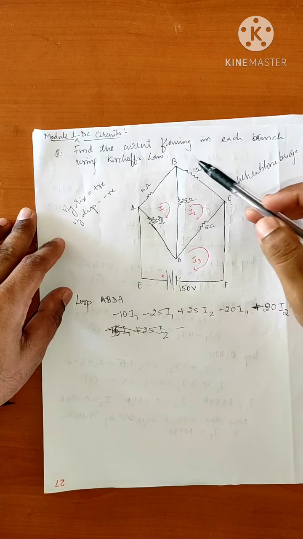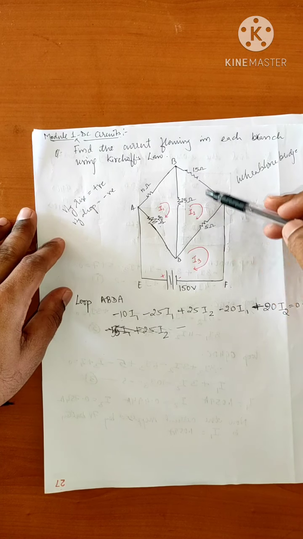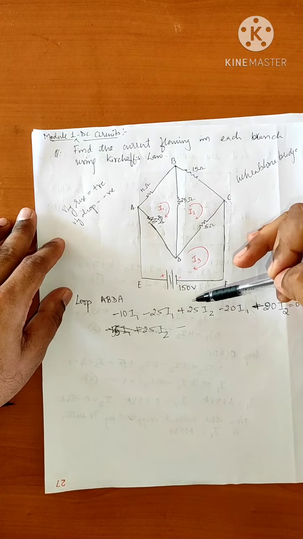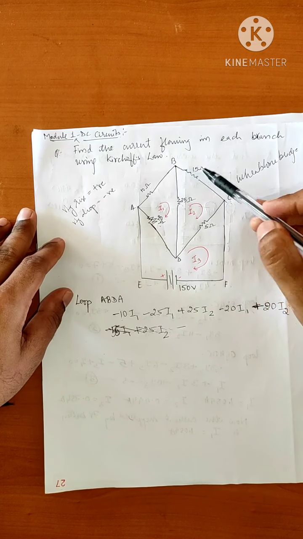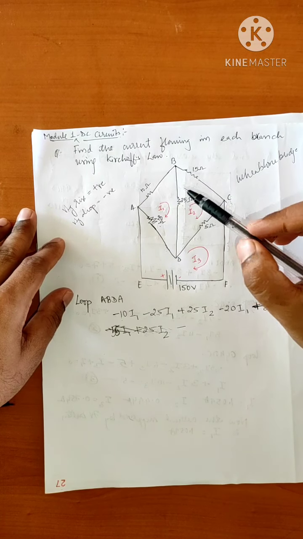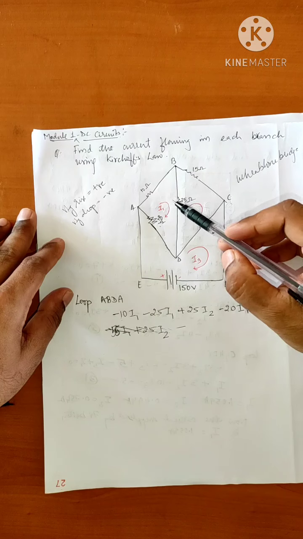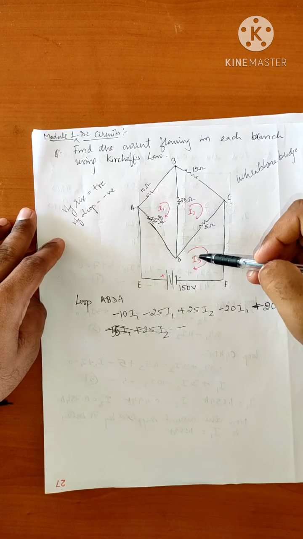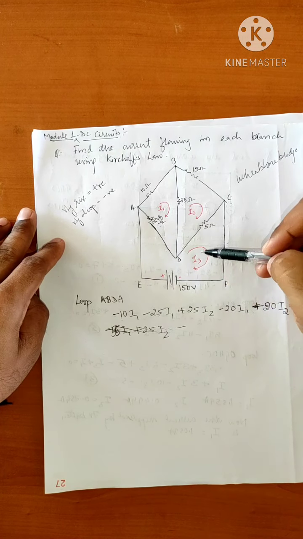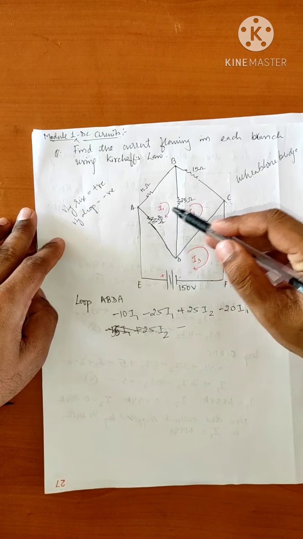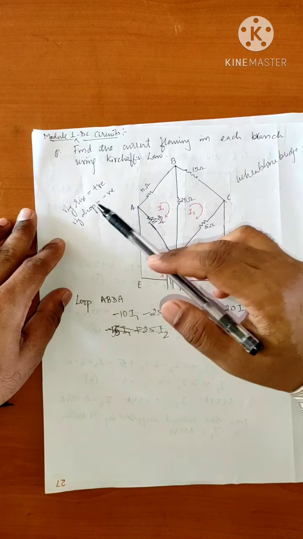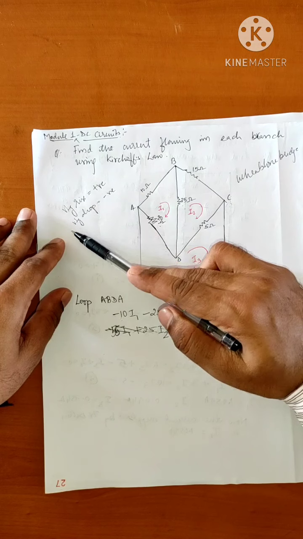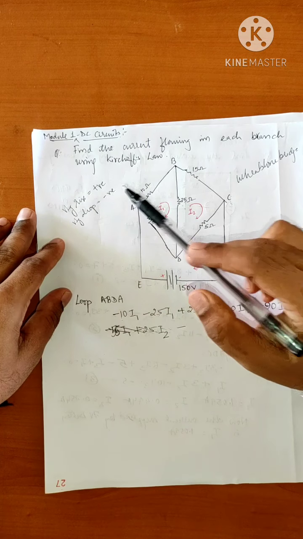So this is a Wheatstone bridge. You are more familiar with this bridge. We need to find the current flowing in each of the resistances. Here there are three loops, I1, I2 and I3. I'm assuming the direction of the current to be clockwise. The condition is voltage rise is taken as positive, voltage drop is taken as negative. Remember this point.